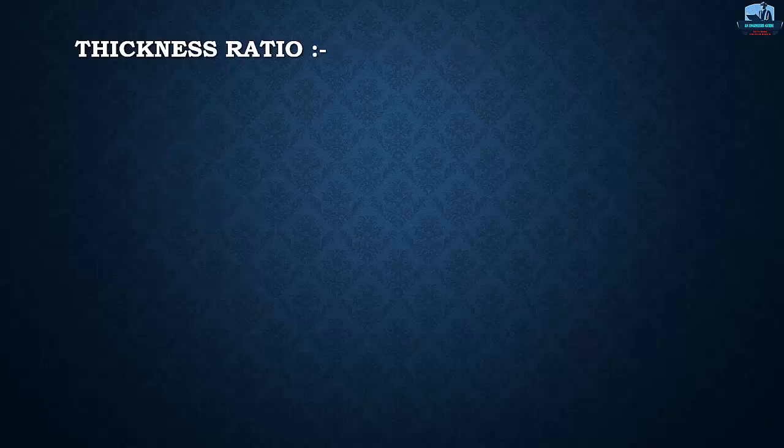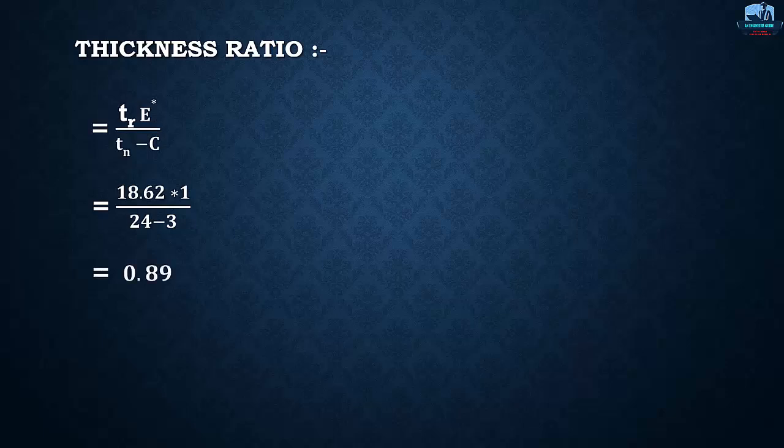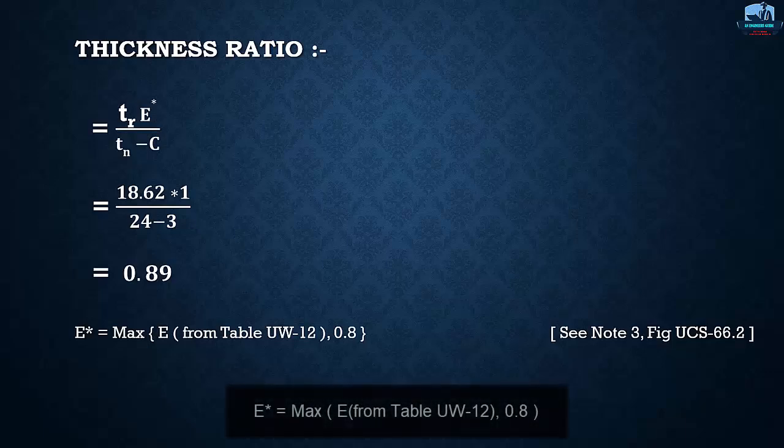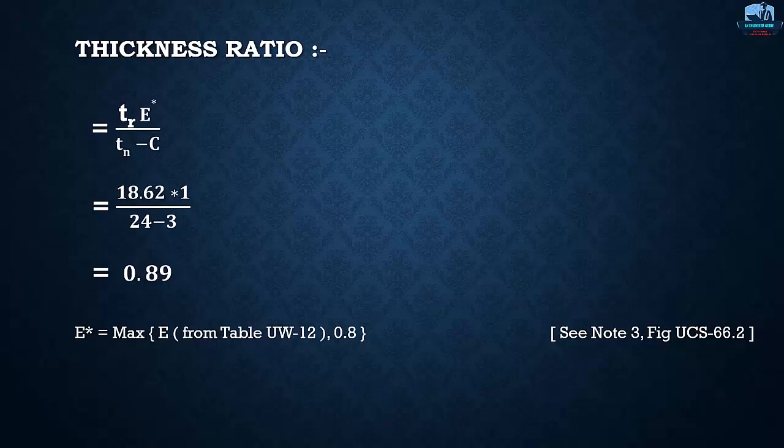Now let's calculate the thickness ratio, which is the critical parameter here. The formula for this can be found in figure UCS 66.2. As we already know, our minimum required thickness is 18.62 mm and the nominal thickness is 24 mm. Simply substitute those values into the formula to get the answer. So here our answer is 0.89. An important point to keep in mind is the joint efficiency E*. The joint efficiency E* should be the maximum of the value obtained from table UW-12 or 0.8. This means the minimum E* must be 0.8 and any value below that is not permitted. Additionally, make sure to review the notes provided in figure UCS 66.1 and figure UCS 66.2 for further clarity.